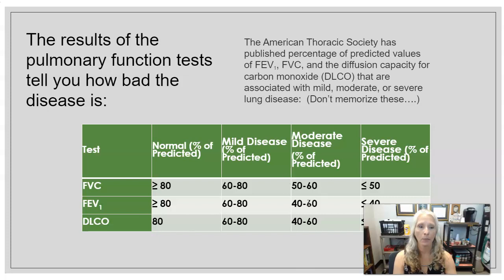If it's 50 to 60% of what their age, gender, and weight norms say it ought to be, then that's moderate disease, and less than 50% is severe disease. You can see that it's a little different for FEV1, and I didn't even mention this last one, so that's not super important for you as a PTA, but it is the diffusion capacity of carbon monoxide. That's associated also with lung disease, and I don't even know how they measure that.